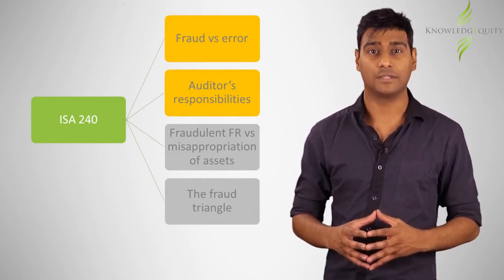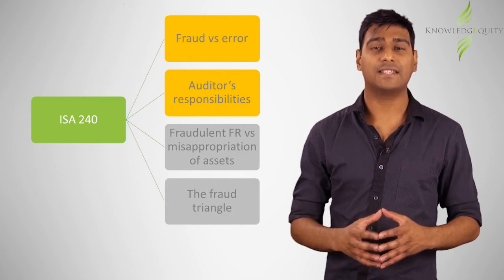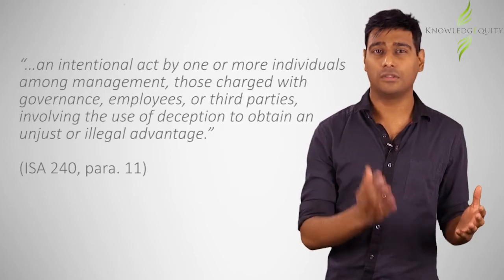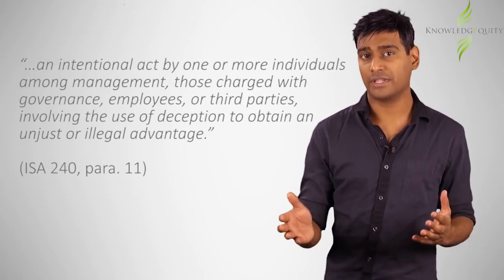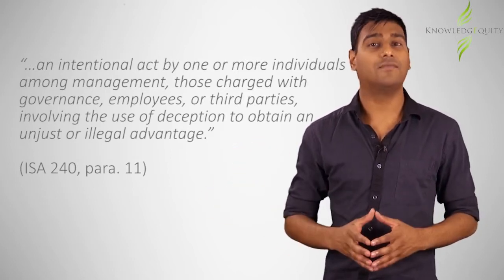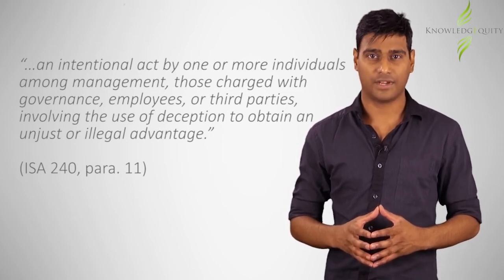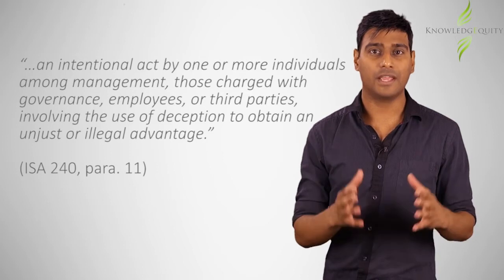Fraud is defined in ISA 240, paragraph 11, as an intentional act by one or more individuals among management, those charged with governance, employees, or third parties involving the use of deception to obtain an unjust or illegal advantage. We can break down the definition into 4 important criteria that, if present, would likely indicate the existence of fraud.